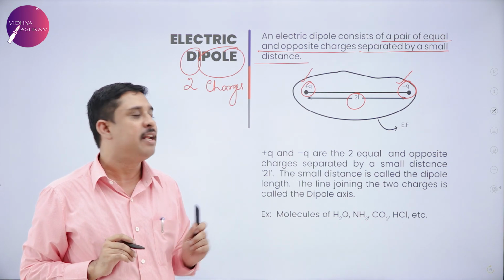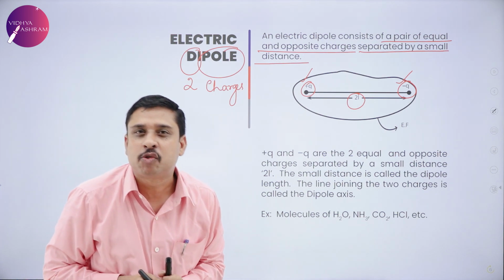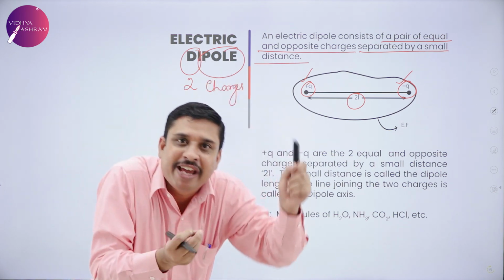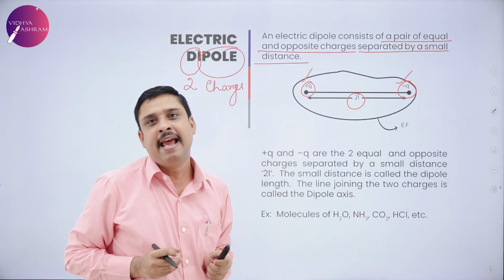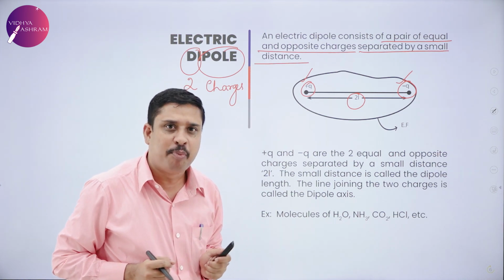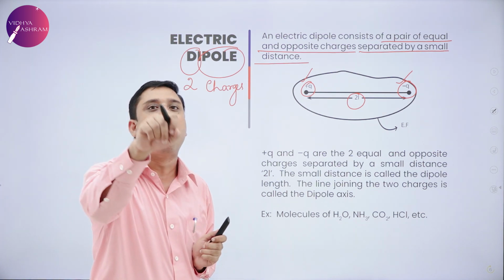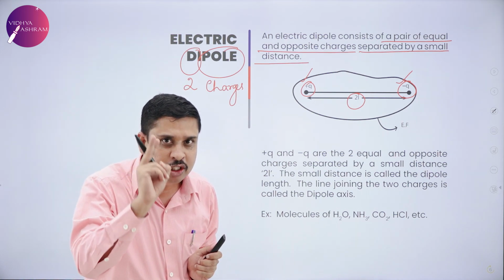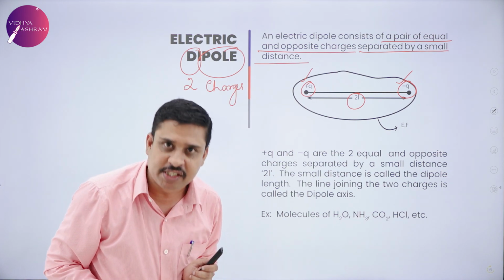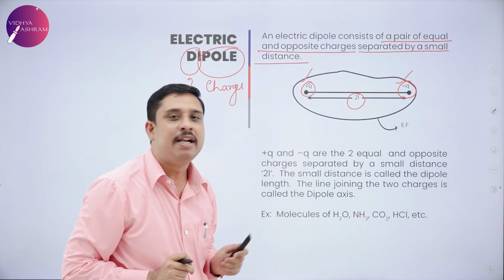Therefore, we say that the two charges have to be separated by a small distance where both the charges have to feel the influence of this electric field. Therefore, we say an electric dipole is a pair of equal and opposite charges, two charges of same magnitude and opposite in nature, which is separated by a small distance.